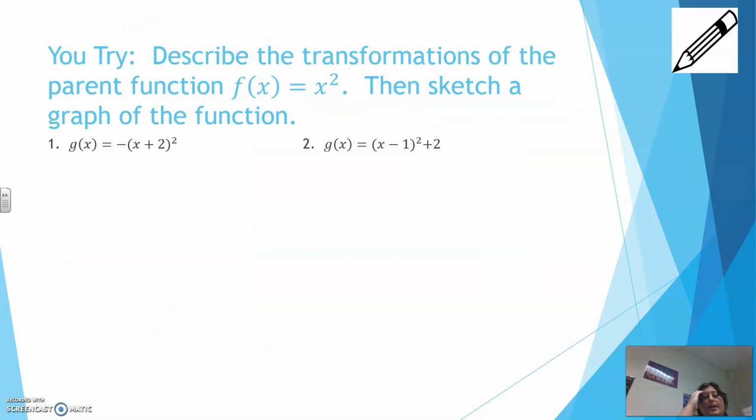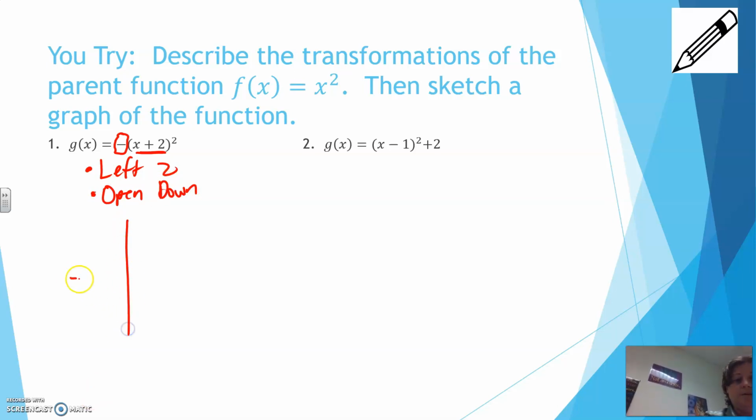Right, so I want you to take a second, pause the video, and at a minimum, describe the transformations of these two, and then turn the video back on and see how you did. And then also, if you want to try graphing it, do, otherwise follow. So you should have this, and you should have had left, and then it should be down.